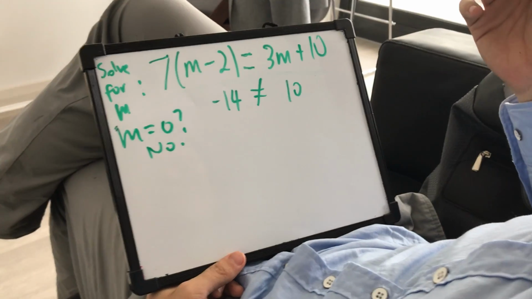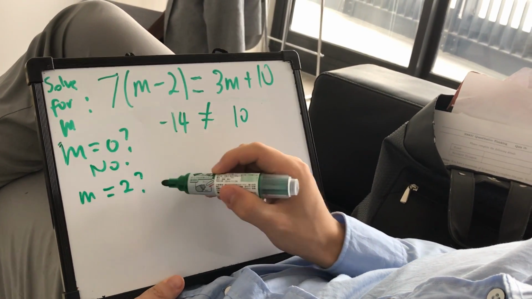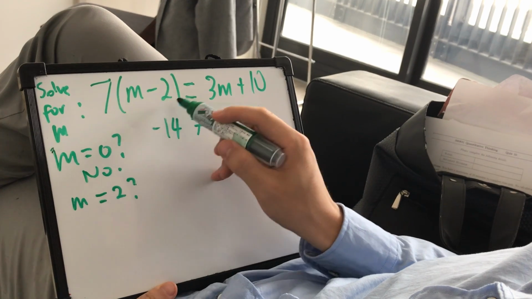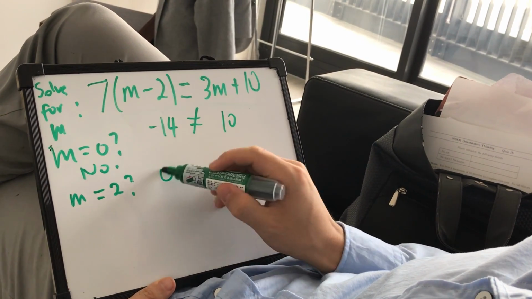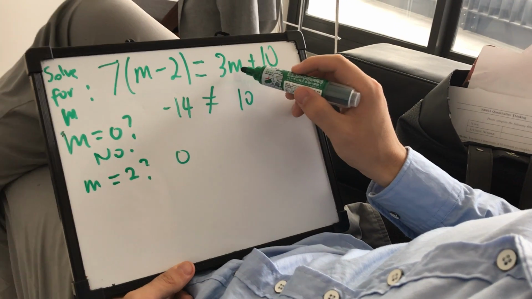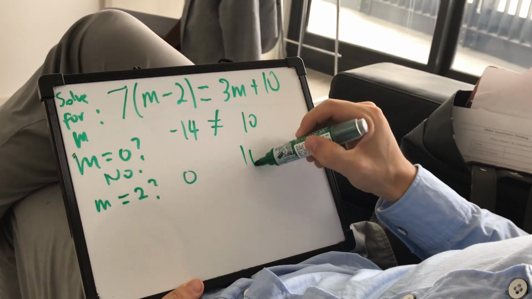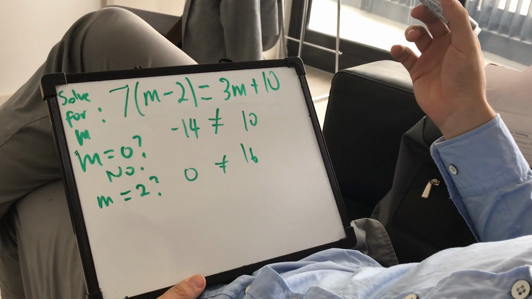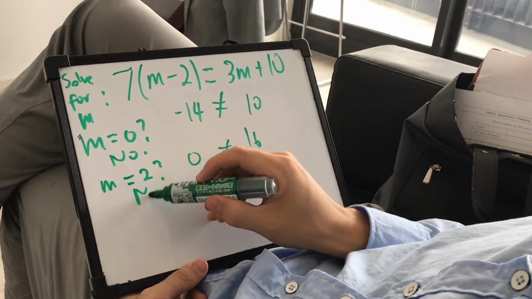Is m equal to 2? Why did I skip 1 and go straight to 2? Because I know that putting 2 here will make this 0. So 2 minus 2 is 0, times 7 is 0. And 2 times 3 is 6, 6 plus 10 is 16. So 16 is not equal to 0. So m is not equal to 2 nor 0.